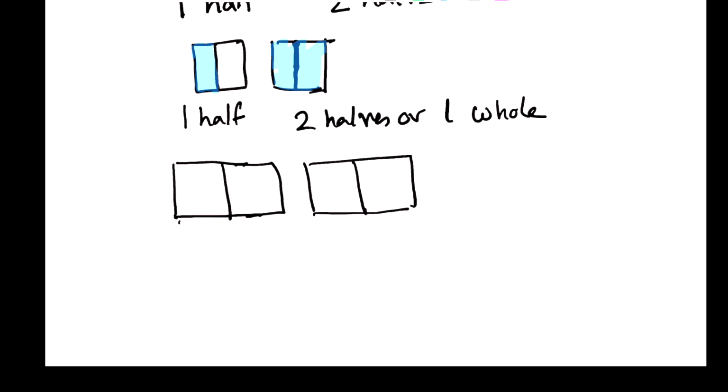This time I'm giving an example of a rectangle. I draw two rectangles. Both of the rectangles are divided into two equal parts. The first rectangle, I am coloring 1/2. Second rectangle, I am coloring 2/2 or one whole.